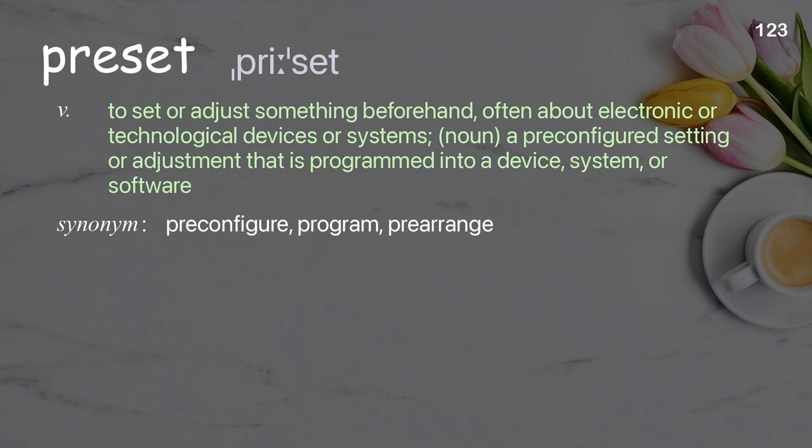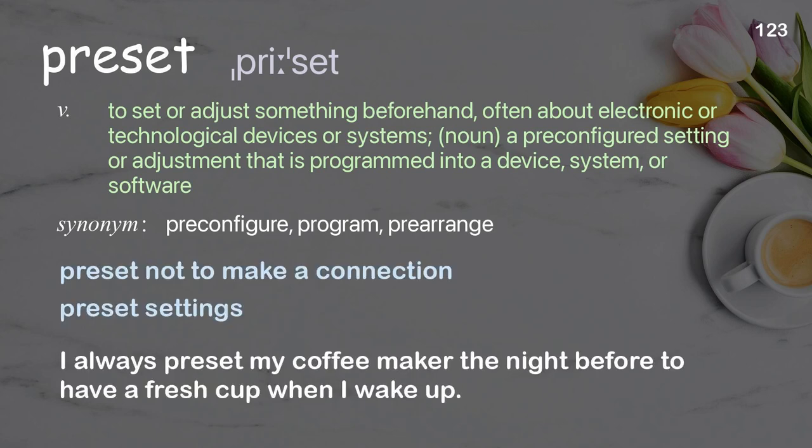Preset: to set or adjust something beforehand, often about electronic or technological devices or systems. Noun, a preconfigured setting or adjustment that is programmed into a device, system, or software. Examples: preset not to make a connection, preset settings. I always preset my coffee maker the night before to have a fresh cup when I wake up.